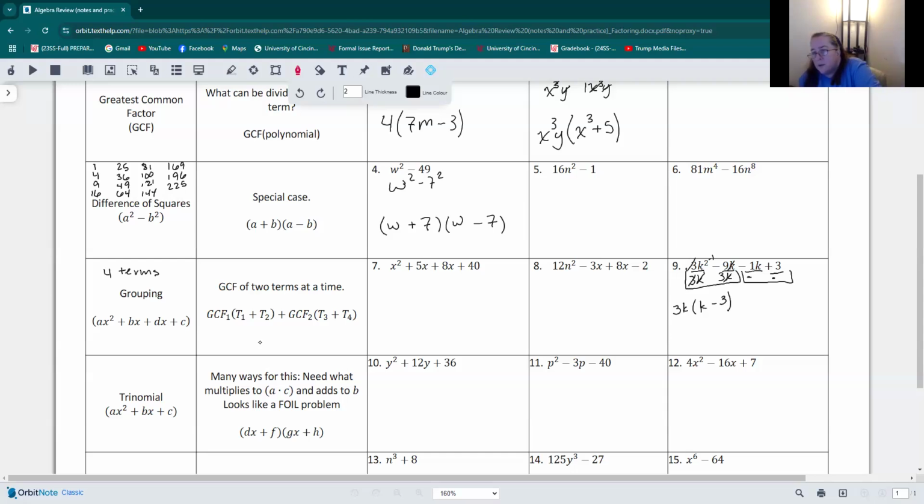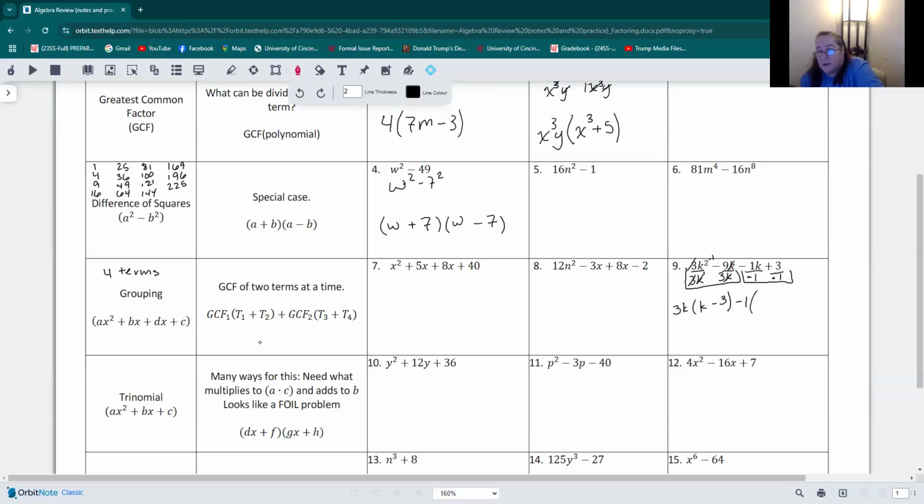So I have a negative 1k and a positive 3. The only number that goes into both 1 and 3 is 1. They both don't have a k, but I need to take something out. So the only thing that does go into both of them is that 1, and this is the only time that I will use that 1, when there's nothing else that goes in. So in this case, because it starts with a negative, I'm actually taking out a negative 1. So my GCF is -1. I'm going to put that right here, for my second GCF.